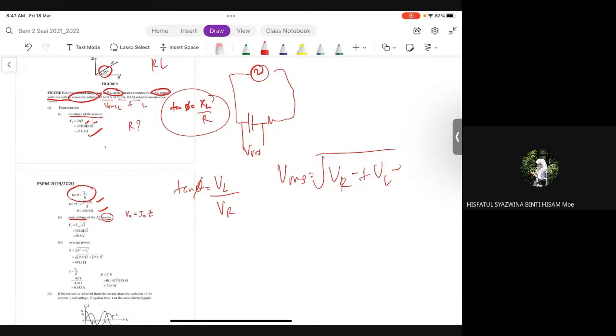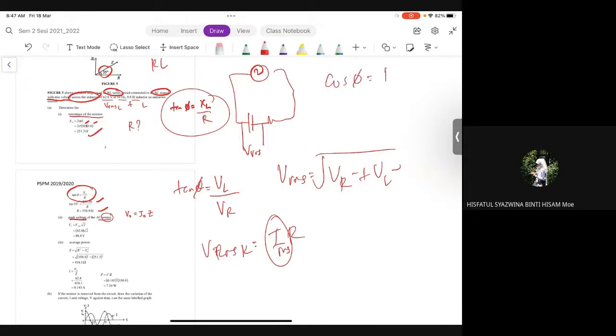Ayat dia macam pelik sikit lah. I current. So V equals to IR. VRMS R equals to IR. Tapi I tak ada, memang tak ada IRMS. Cos V sama dengan R over Z. So dapat Z dulu. Sebab V tu adalah benda yang sama.